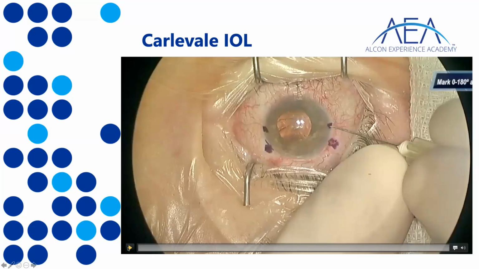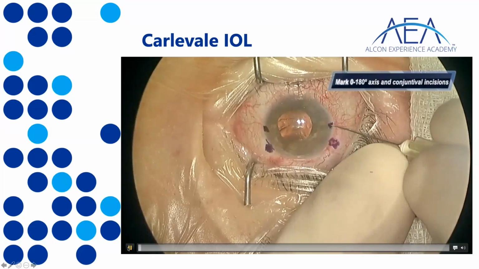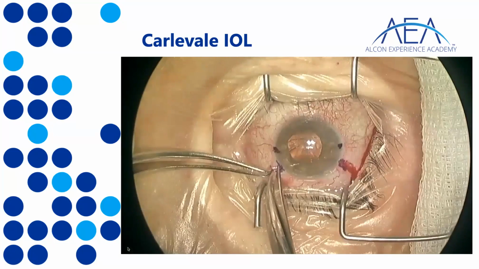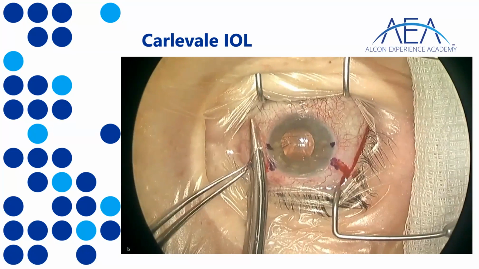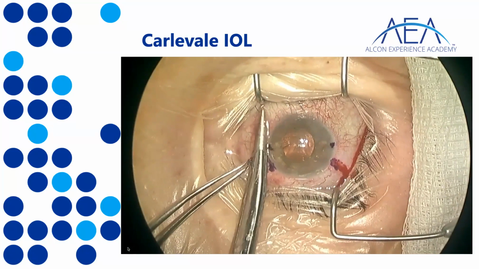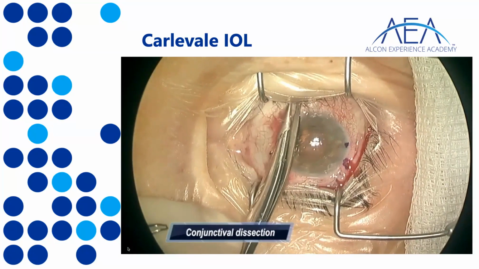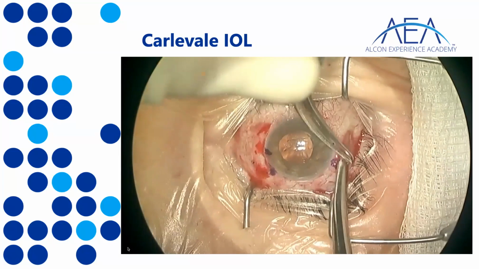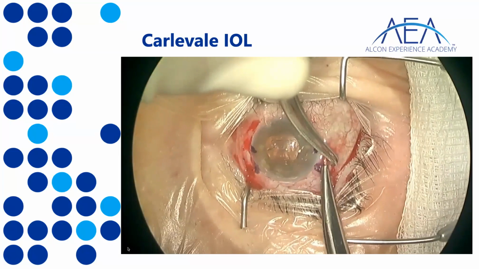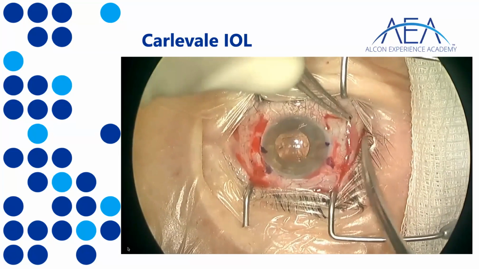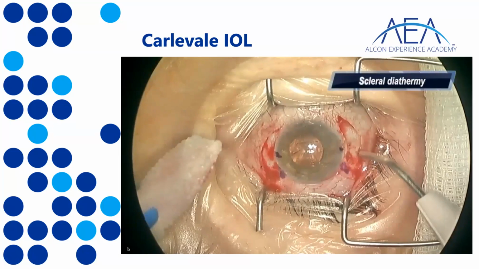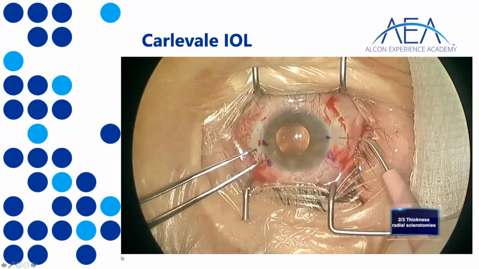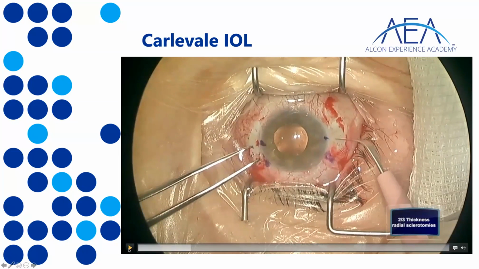So you start marking the axis 180, then you carry on doing some conjunctival dissection, temporally and nasally. Of course, you want to have an operating area as clear as possible, so you will likely need a little bit of diathermy to stop any bleeding and to make your life much easier. Now, let me pause here a second. This is, as I said, a revised technique.